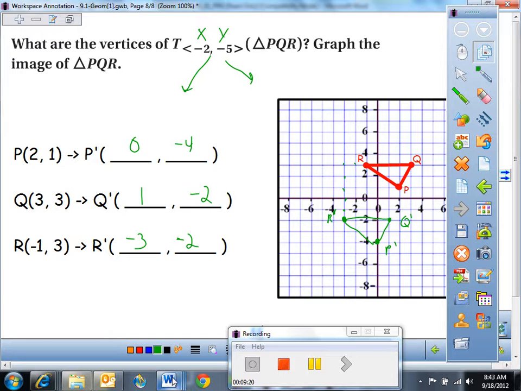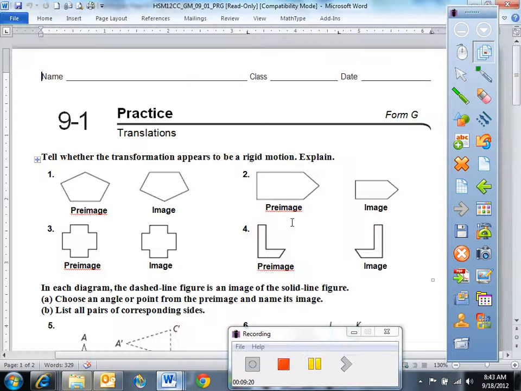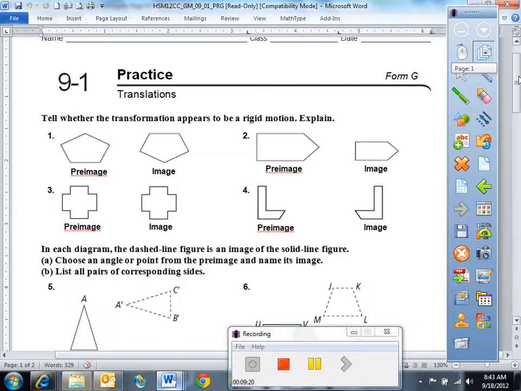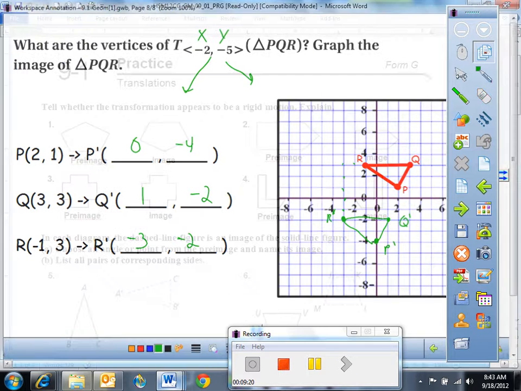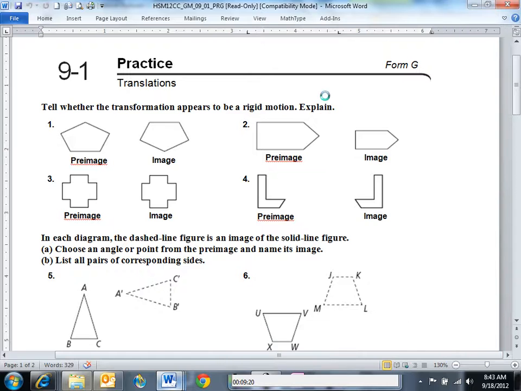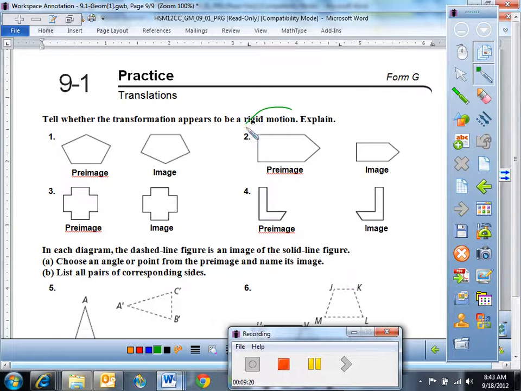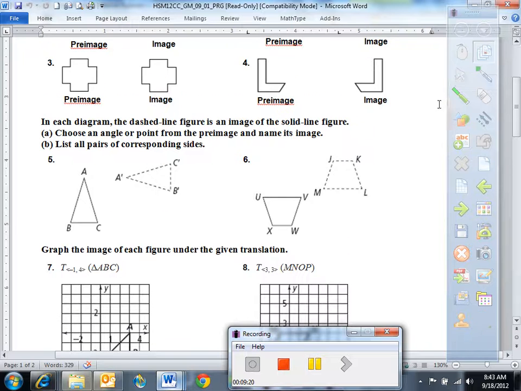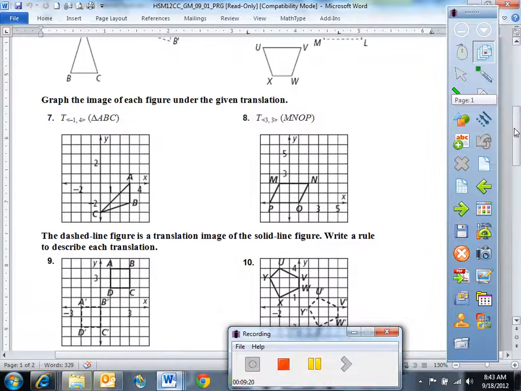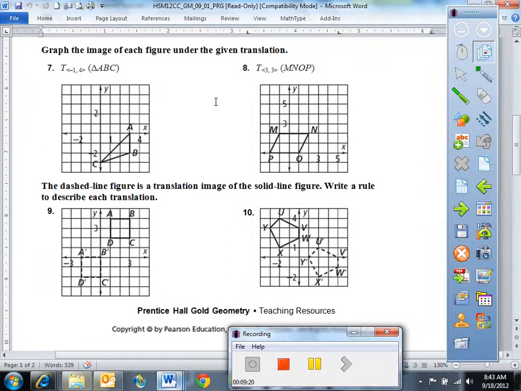So your homework for today is going to include the workbook, and here's what the workbook looks like. You're going to decide if it's a rigid motion or not. And remember, rigid motion means that it preserves side length and angle measure. So don't worry about the explanation, just give me a yes or a no on that. Then down here, make sure you do A and B. And then the graphing has graph paper for you. Make sure you notate your new picture, for example, number 7, A prime, B prime, and C prime.